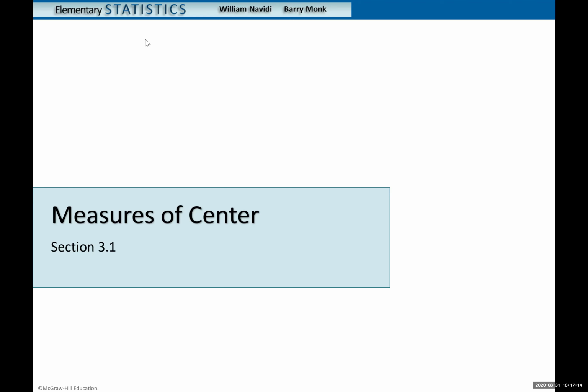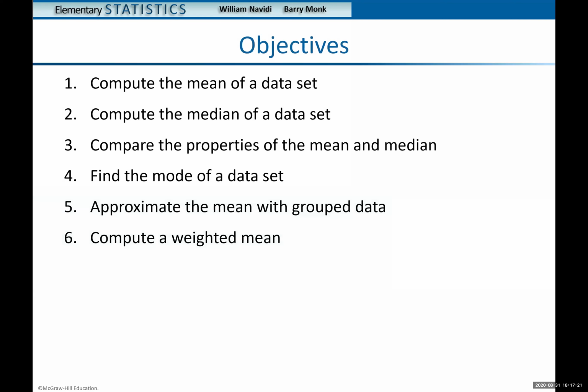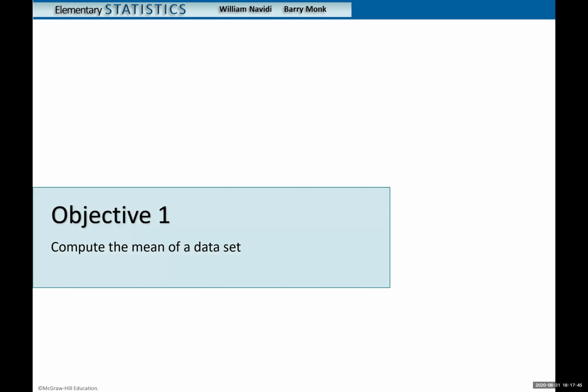Okay, all right. So again, measures of center. These are the objectives: compute the mean of the data set, the median, the properties of mean and median, then find the mode of the data set, approximate the mean with grouped data, and then compute the weighted mean. I'm sure some of you have heard about mean, median, and mode, right? Yep. So we will start with the mean.